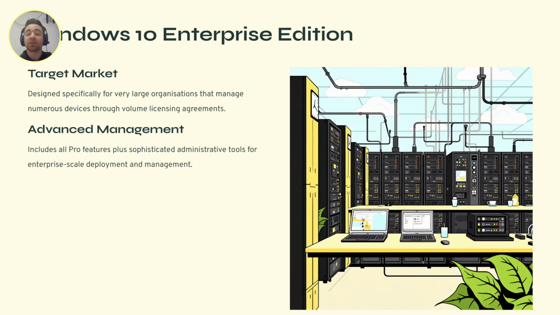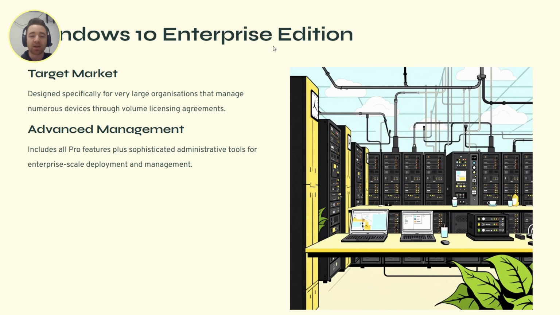Now, the final Windows 10 one we need to know about is Windows 10 Enterprise. So who's this targeted at? It's targeted at very large organizations that manage numerous devices through volume licensing agreements. So you might have hundreds, you might have thousands of different devices that you have to try to manage, and you have to manage everybody's licenses, who has licenses for what. Maybe the graphical design team has licenses for this, maybe the security team has licenses for this, and you've got to try to manage all of that.